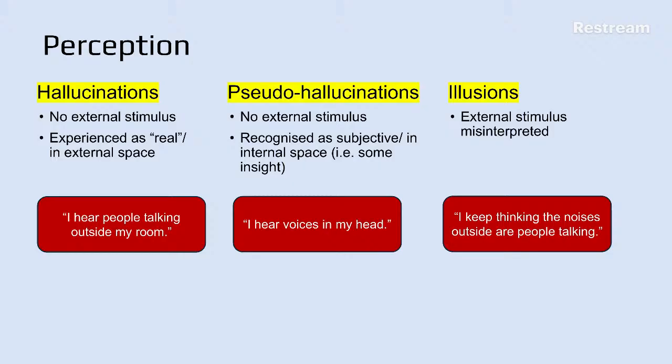Illusions are different from hallucinations and pseudo-hallucinations in that illusions actually do have an external stimulus tied to them, but it's a misinterpretation of an external stimulus. So for instance, there may be some noises occurring outside the room, and the patient might say, I keep thinking the noises outside are people talking. Next slide, please.